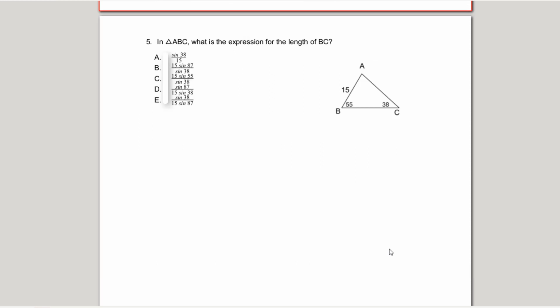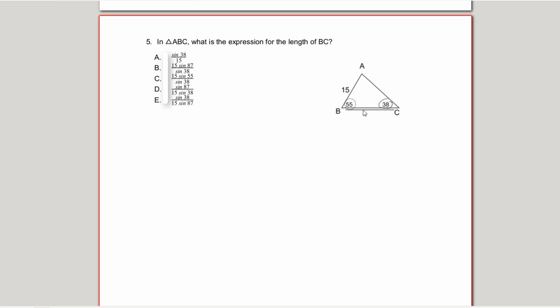Now we'll take a look at question number 5. It says in triangle ABC, what is the expression for the length of BC? So we're looking for this length of BC. And let's look at what we're already given. Looks like we're given 2 angle measures.